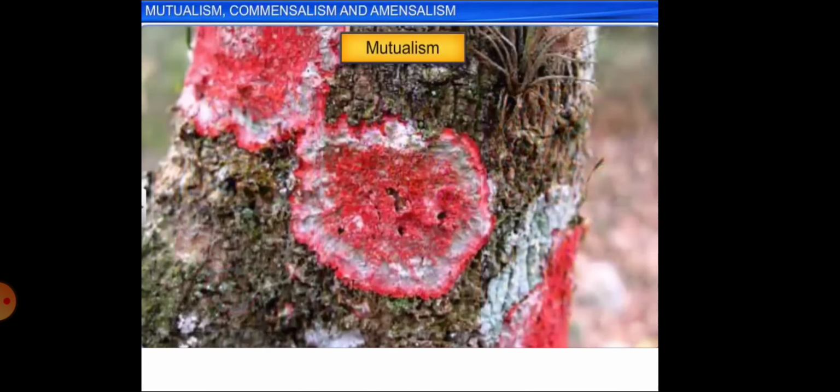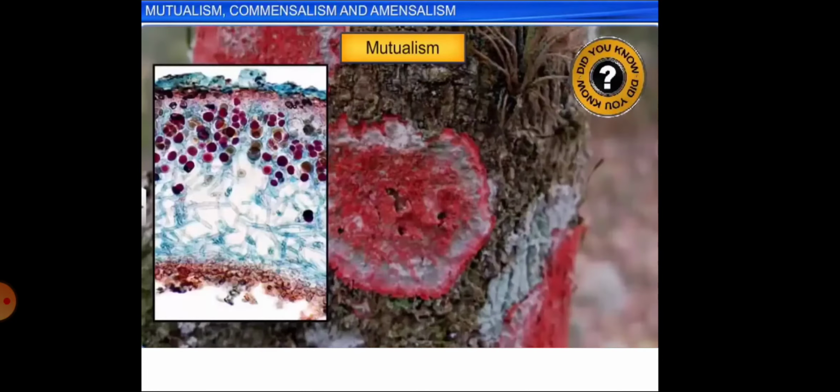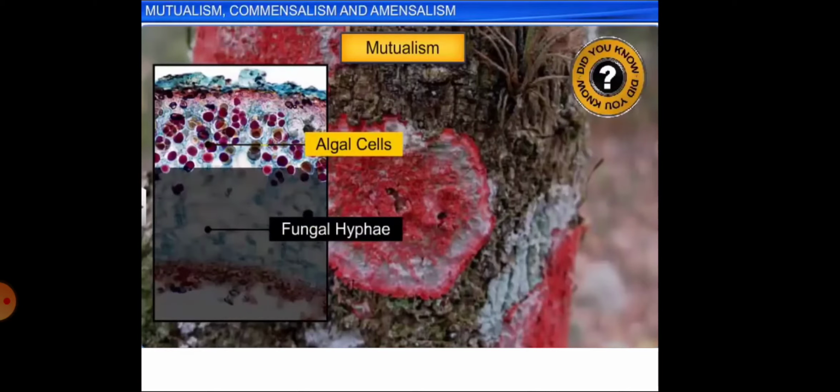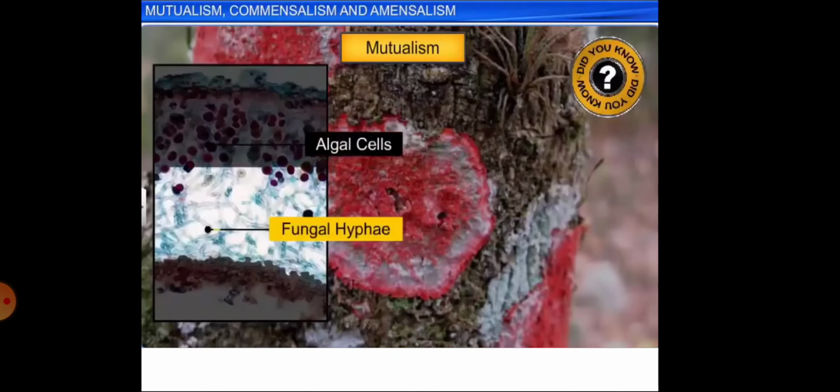Did you know that lichens also exhibit mutualism-type interaction? In lichens, algal and fungal partners live together by mutually benefiting each other. The algal partner provides food to the fungal partner, and in return, the fungal partner provides shelter to the algal partner.